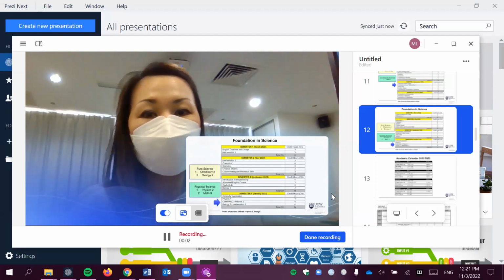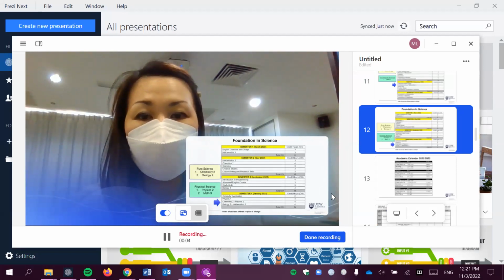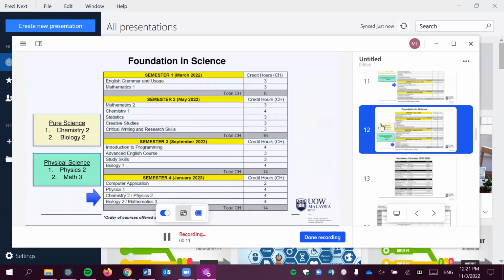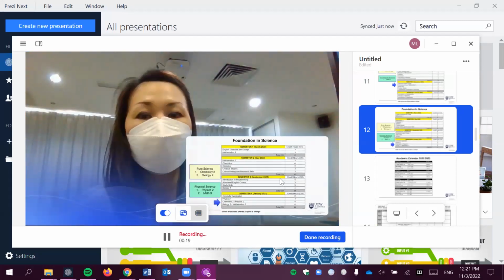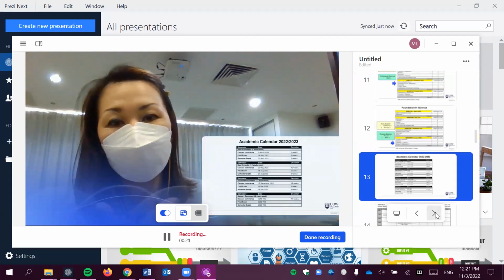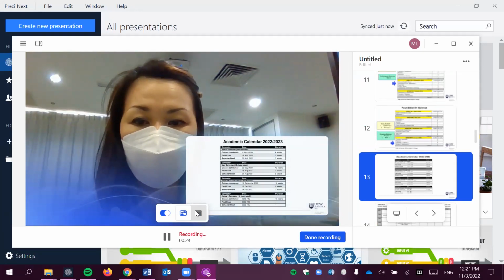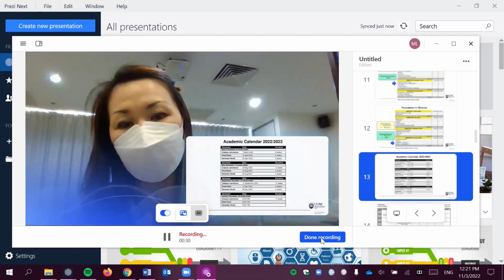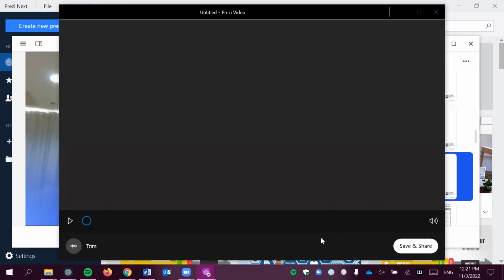Okay, so that I can talk about. This is the course structure for the foundation program. If you look closely, you have semester 1, 2 courses to take, and then semester 2, you take 5 courses, and so on. Once you have done, you want to show the next slide. This is the academic calendar. And this calendar is from 2002 to 2003 and finish. Okay, done. Thank you very much. Done recording.